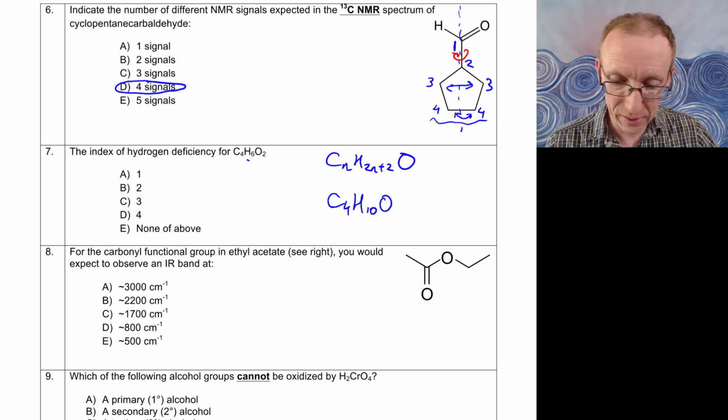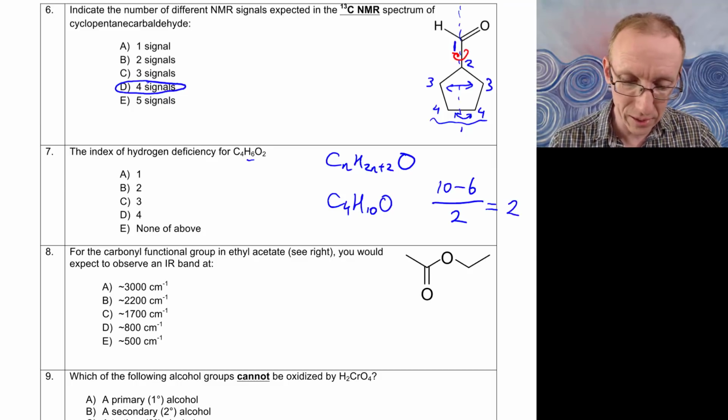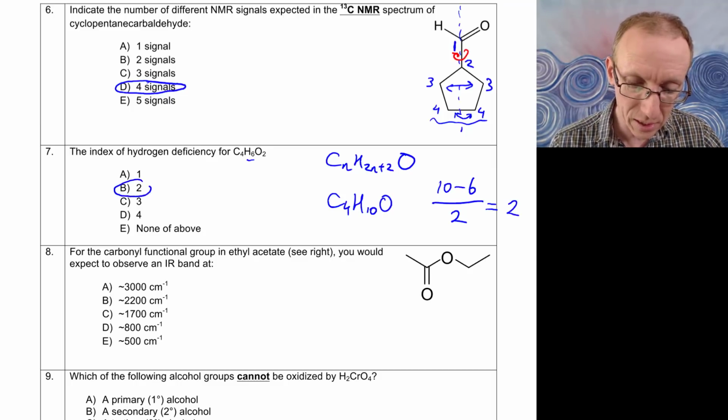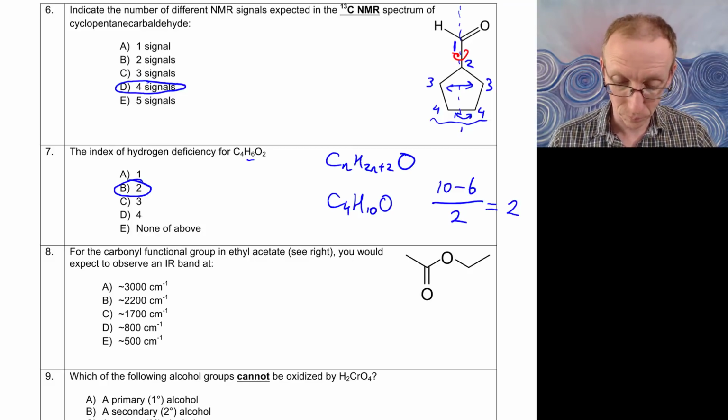And we're actually seeing 6. So in our formula, we're going to have 10 minus 6 over 2. And that is going to be equal to 4 over 2, which is just 2. So the index of hydrogen deficiency is 2, and therefore the molecule with that formula that we're talking about must have either 2 pi bonds or 2 rings, or a combination of them both. So 1 ring and 1 pi bond.